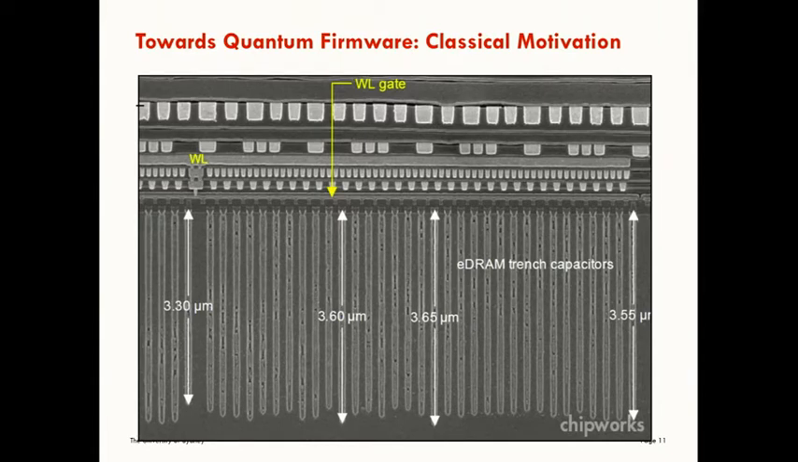And if you're familiar with DRAM, you'll know that each cell, each storage bit, is composed of one capacitor and one transistor. And if you write charge onto the capacitor, it's a 1. If there's no charge, it's a 0.